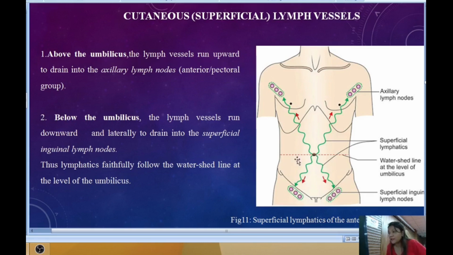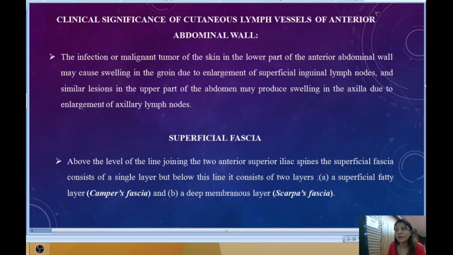Below the umbilicus there might be some tumor, some infection in the skin, which might cause a swelling in the inguinal lymph nodes. So whenever a patient comes and when you do a clinical examination, you have to palpate the lymph nodes. Lymph node palpation is very, very important in clinics. Okay, now we come to next, that is the superficial fascia.